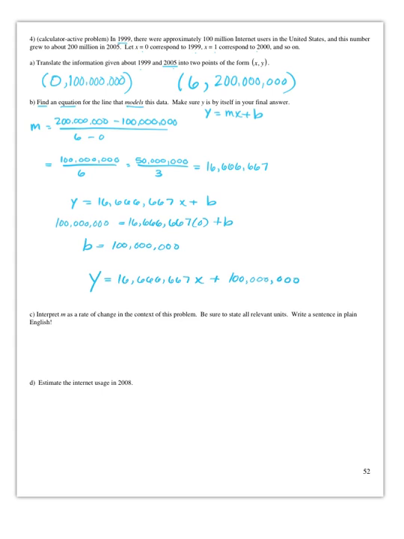And the next question asks us to interpret m as a rate of change. So interpret the slope. On average, the number of internet users grew by 16,666,667 each year.